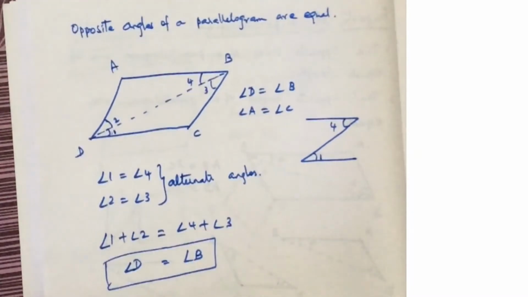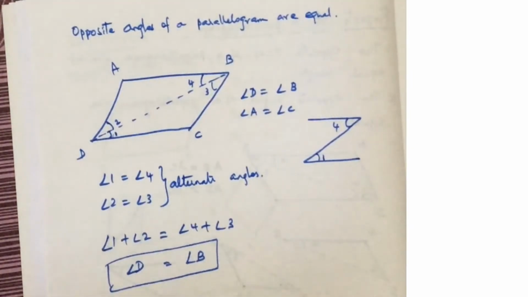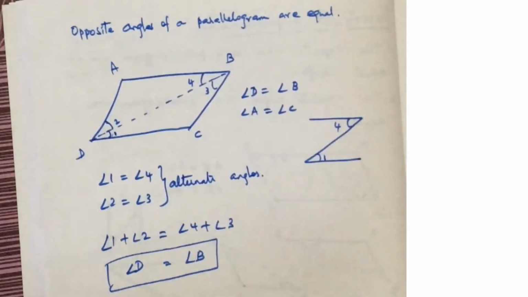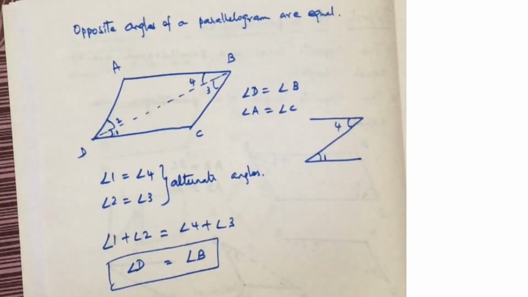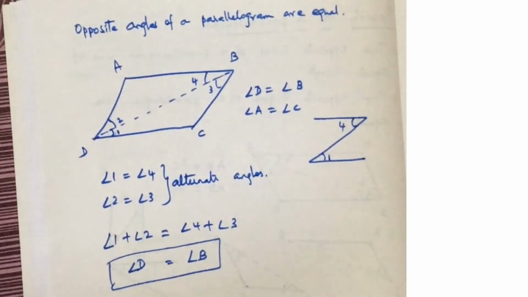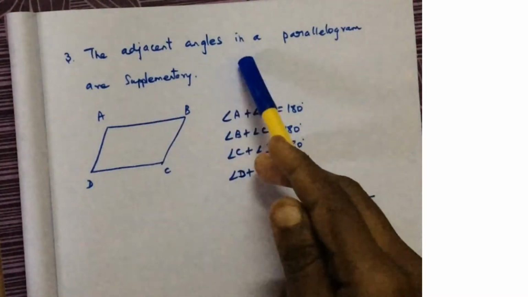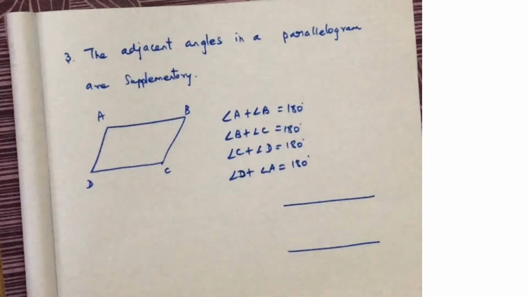Okay. Similarly, if you cut a line like this, we can prove the same thing, that will come to angle A equal to angle C. Now we have learned two important properties of a parallelogram. First, opposite sides of a parallelogram are equal, and the second thing is opposite angles of a parallelogram are equal. The next property we are going to prove is that the adjacent angles in a parallelogram are supplementary.